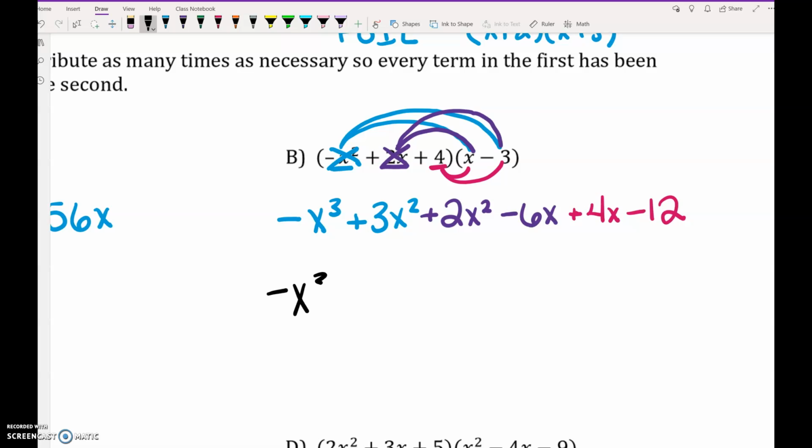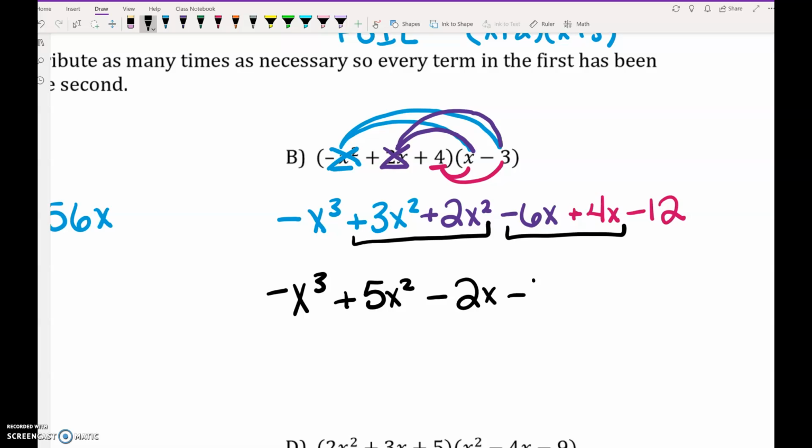So we've got negative x to the third. These two are both x squareds, so we have plus 5x squared. These two are both x's, so we have negative 2x, and then minus 12 at the end.